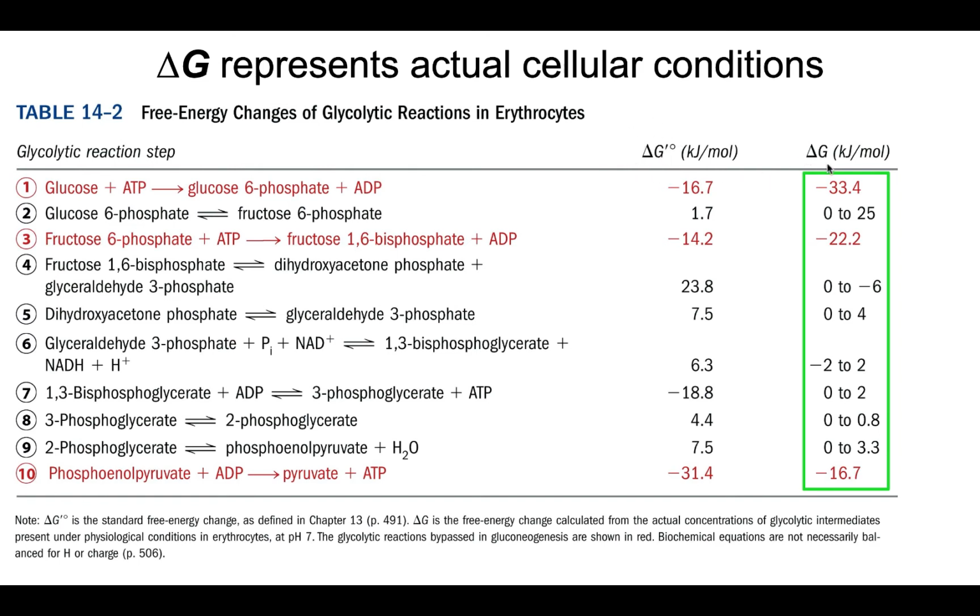And when you measure the delta G's under those conditions, the actual delta G, now take a look. Everything is either negative or pretty darn close to 0. So if they're negative or really close to 0, it just takes some little shifts in concentration to drive that reaction in the forward direction and get it to go in the direction that you want it to go. So that is a very important distinction: standard delta G, actual delta G.